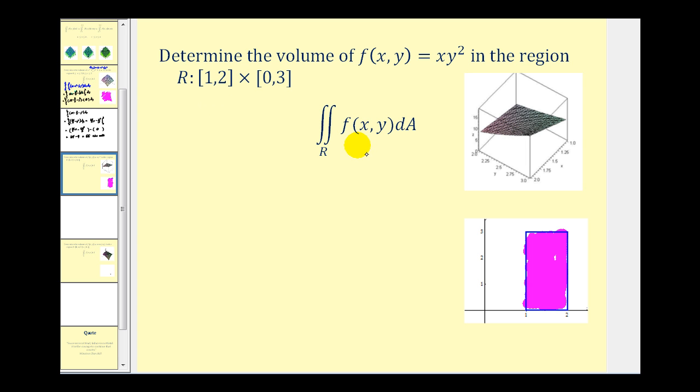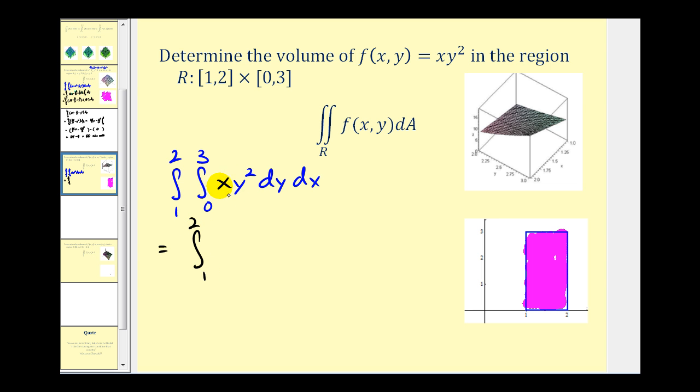Let's go to integrate with respect to y first this time. F of x, y is x y squared, and we'll integrate with respect to y first and then x. So the interval for y is from 0 to 3. The interval for x is from 1 to 2. So we'll first integrate with respect to y.